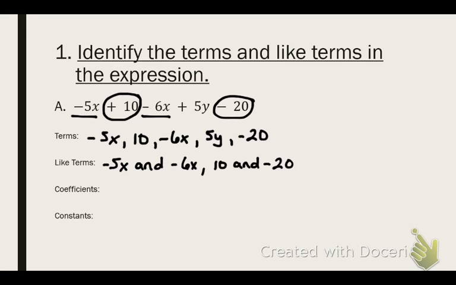Okay, so all she was doing is finding the ones that are in the families together. What about 5y? Should I put that down there? No. Why not? Because there's nothing else that's like it, so it's not a like term. Next up is the coefficients.